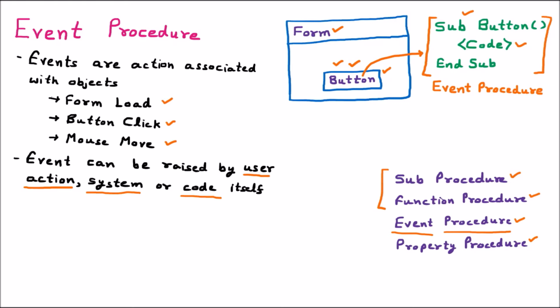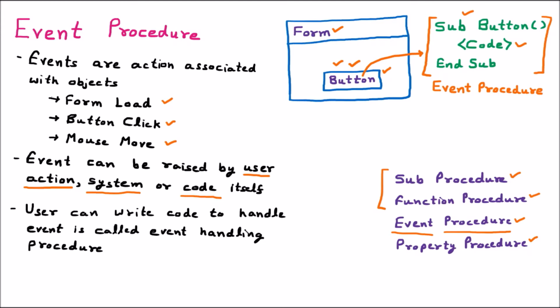So when the user writes the code for handling the event, that is called the event handling procedure. If I am the user and I am writing the code for handling the event, then it is called an event handling procedure, because that procedure is going to handle the event. So we should understand that whenever we have a procedure that is attached with some event, just like button click, that procedure is called the event procedure.